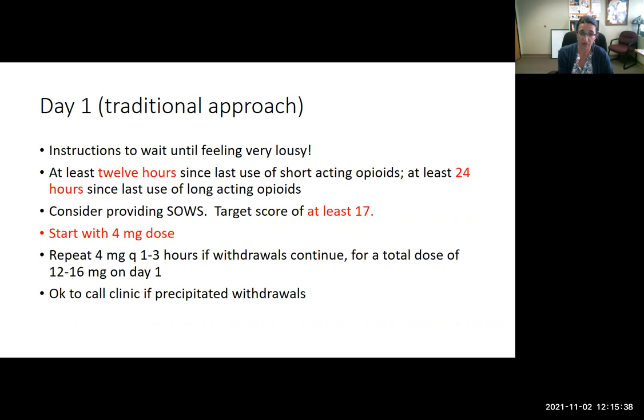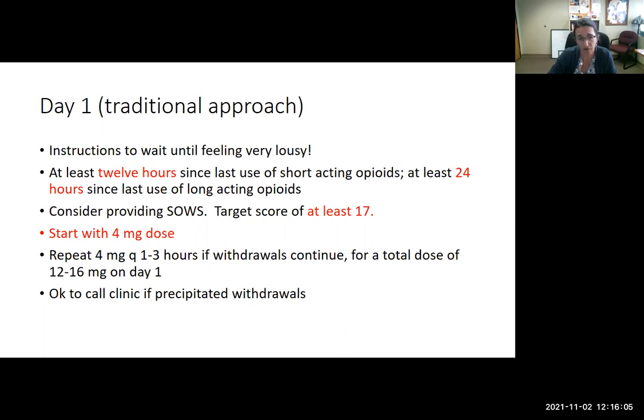You can consider providing them the SOWS scale, so that they can also monitor it at home if that seems appropriate to have as a guide, and you would instruct them to target a score of at least 17. We used to gear a little bit lower, but certainly we'll talk more about this with the influx of fentanyl. This has changed, and we're targeting even higher scores now before starting.